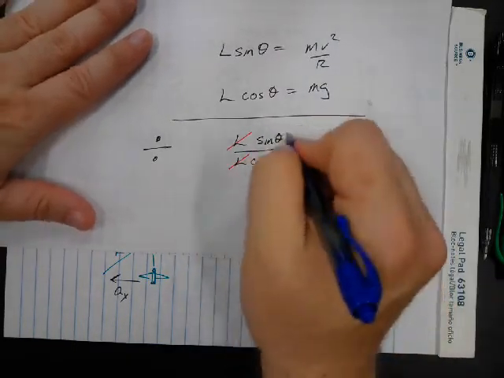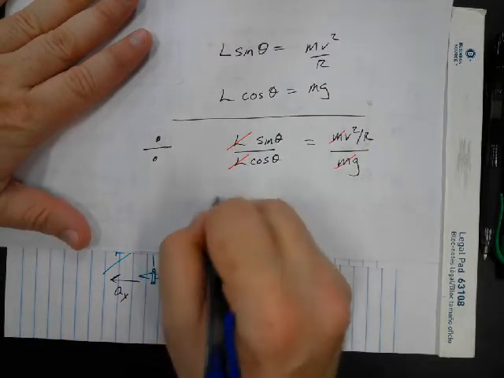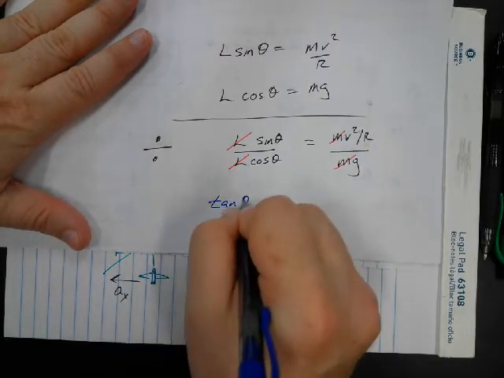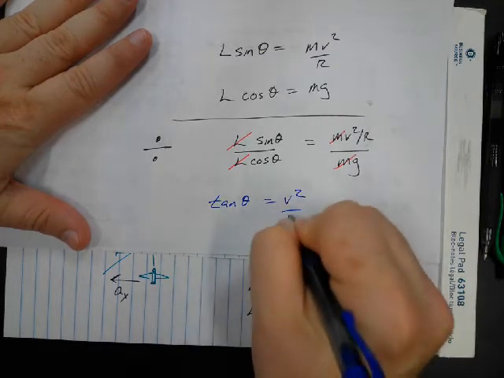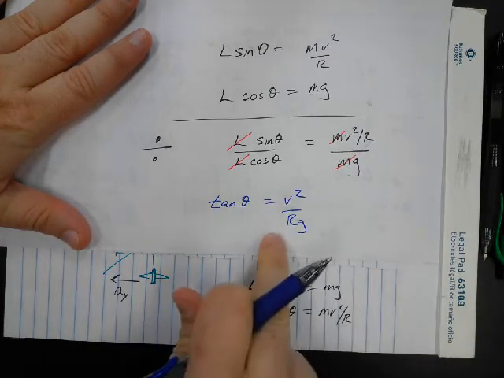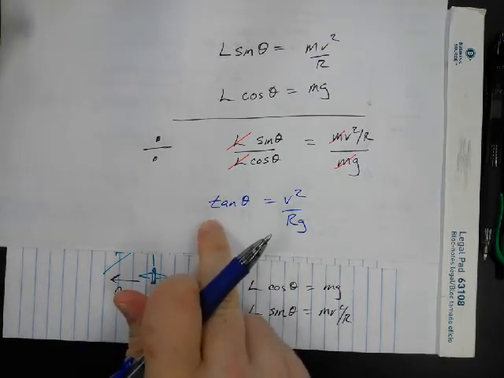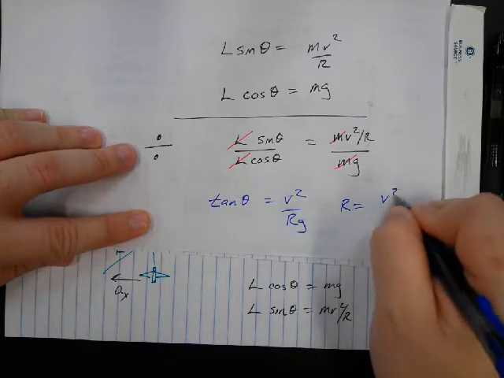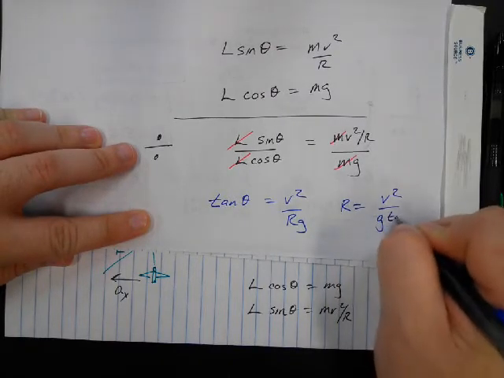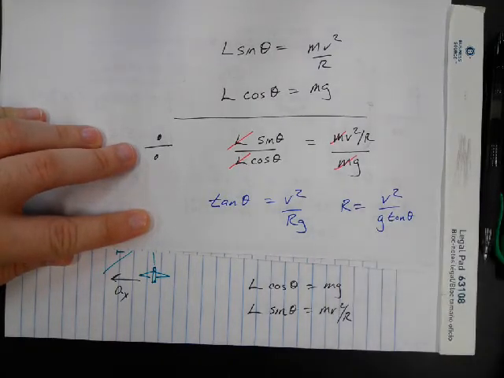So we have this thing. If you remember your trig, this is tan theta. And on the other side, we have v squared over rg. So we can write this out as r is v squared over g tan theta. And now we can just check what that is.